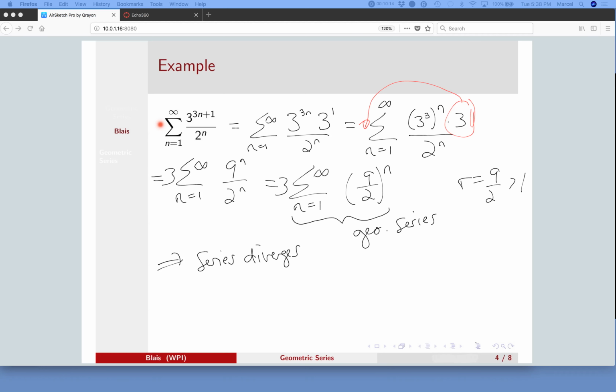But this is a very common type of problem where you have to manipulate things algebraically to then reduce things to an expression with a geometric series. But it always comes down to the same issue. Once you identify the geometric series, you identify the ratio, which gives you your convergence criteria. If in absolute value it's bigger than or equal to 1, then it actually diverges and you're done.